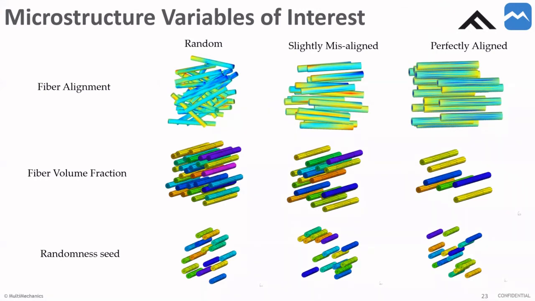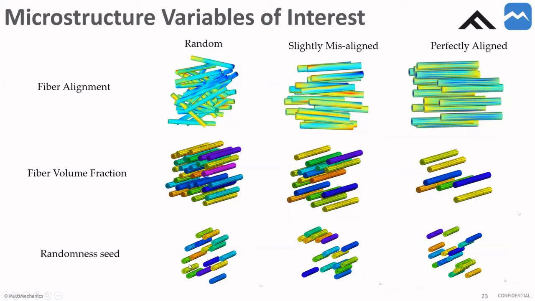We can use different orientations like random, as you can see here. You see slightly misaligned and perfectly aligned. You can see when you go from random to perfectly aligned, how much more even the stresses are, and how there's no stress concentrations. Even in the slightly misaligned, you start to see some stress concentrations on different parts of the fibers. Fiber volume fraction, something else you can control. You can see here we have a higher volume fraction. See here we have a lower volume fraction.